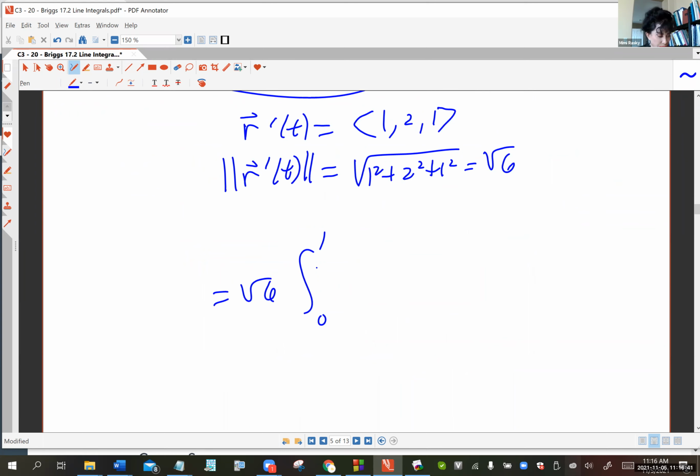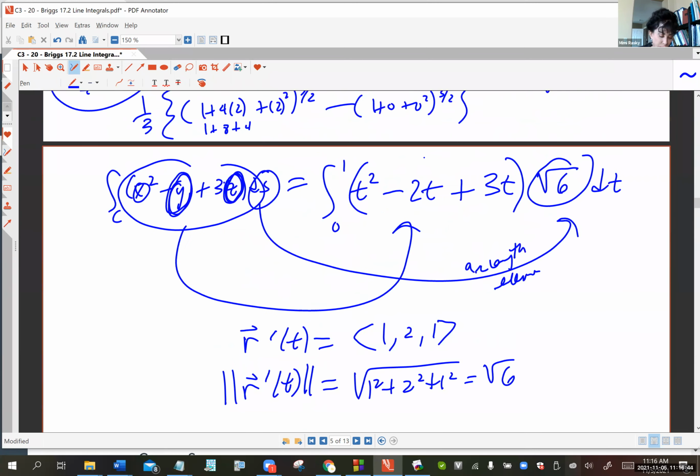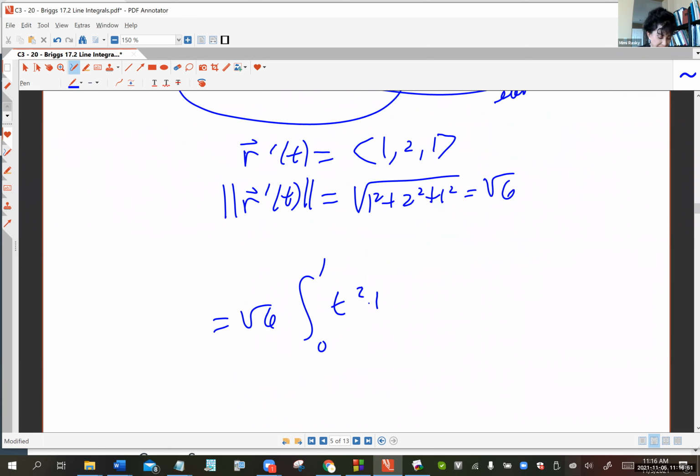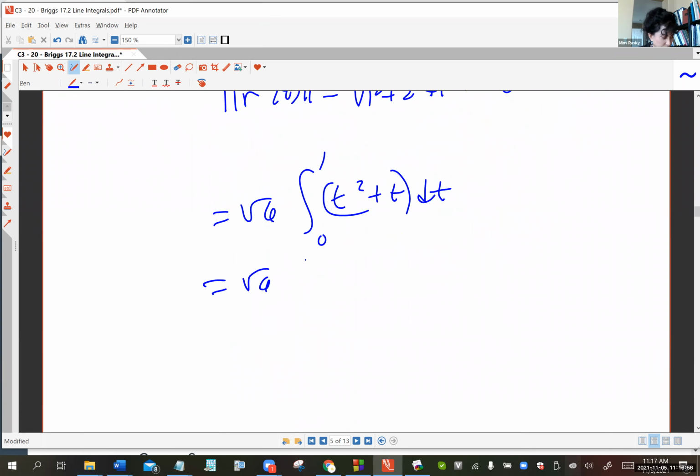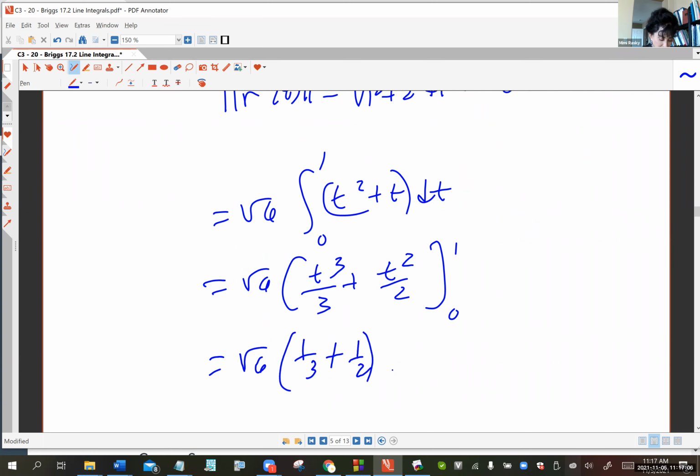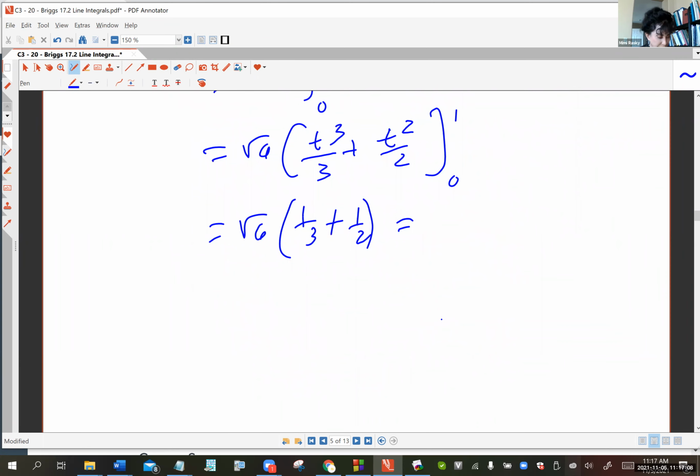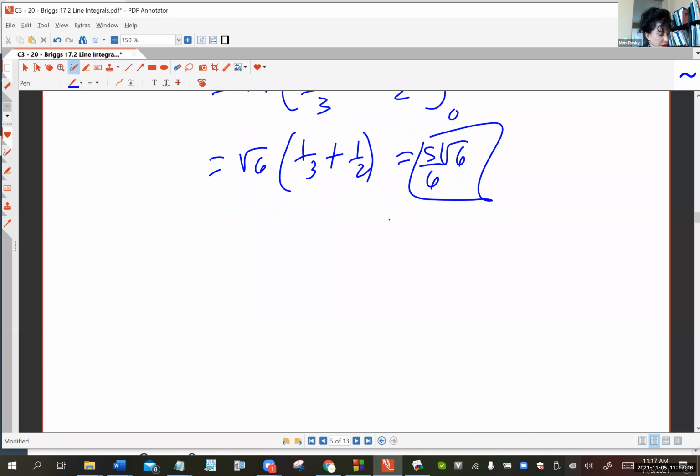This is just a multiple. And then another thing I'm going to do before I integrate is combine like terms, make it easier for me. Negative 2t added to 3t is just t, so that's a little cleaner. And so this is an easy calculus 1 integral, and my antiderivative is t squared over 3 plus t squared over 2. And when I evaluate between the limits, I will get square root of 6 multiplied by the sum of 1/3 and 1/2. And that's square root of 6 times 5/6. Final answer, 5 square root of 6 over 6.